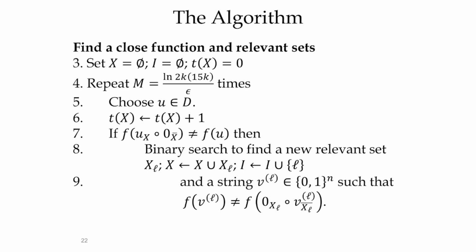Next, the second part. In the second part, we want to find all the relevant sets. Here we have a set of capital X, whose purpose is to find all the relevant sets. In the end of this part, we will have a union of all the relevant sets. Capital I will have all the indices of the relevant sets, and T of X is a counter which we address later on.